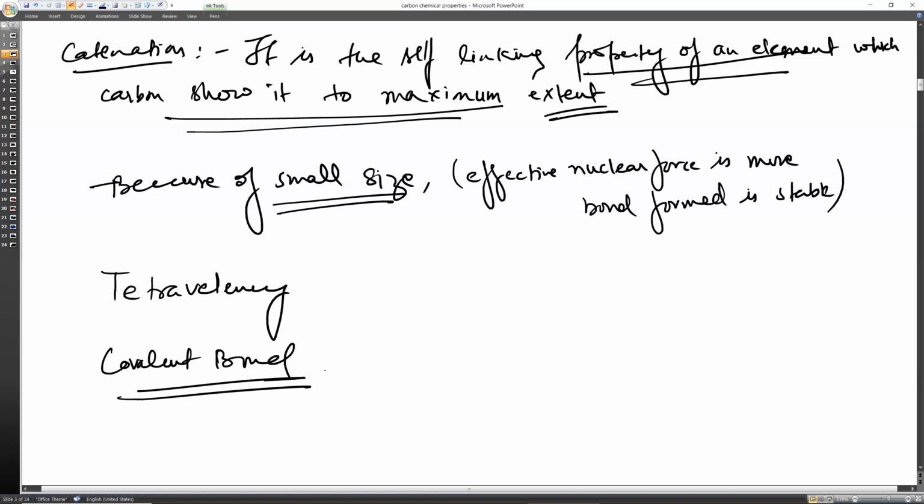Okay, so I hope you understood this catenation. What is catenation? Did you understand, everybody? Tell me, Madiha, Samar, other students, everyone in the class. Do you understand? Yes.